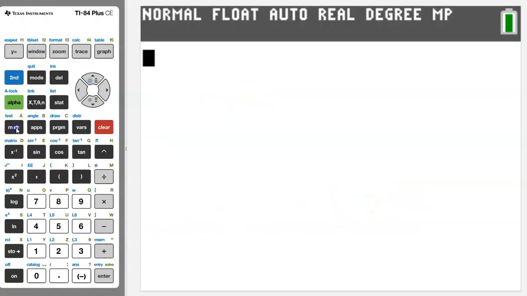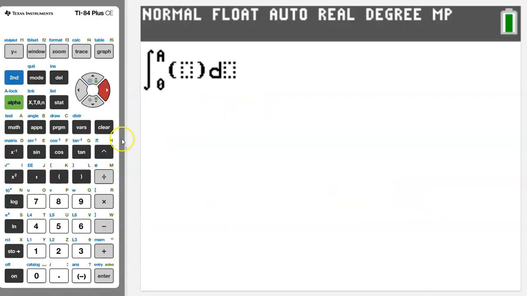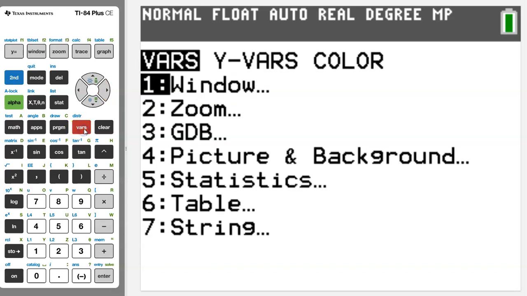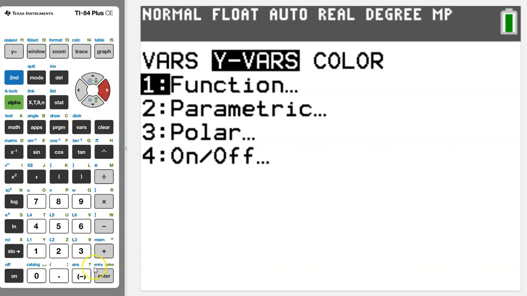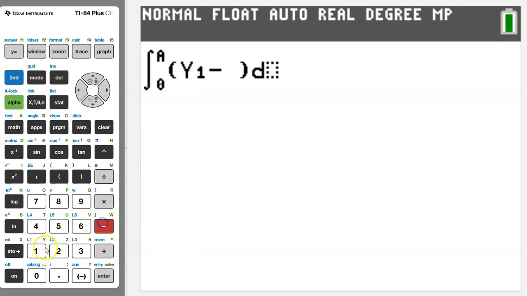For integration, hit Math 9. And for this first one, we are integrating from 0 to a. And remember that we typed the exponential function into y1. So I'm just going to do y1 minus 1. It's quicker. So I hit vars, yvars, enter, and y1. So that's the first one.